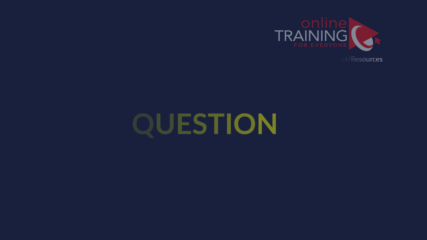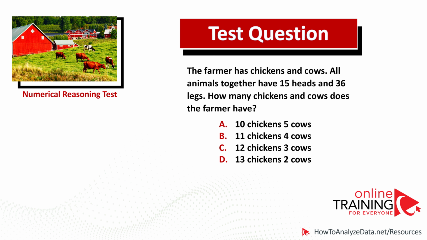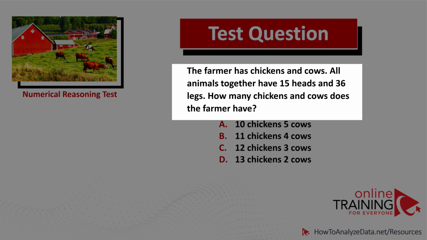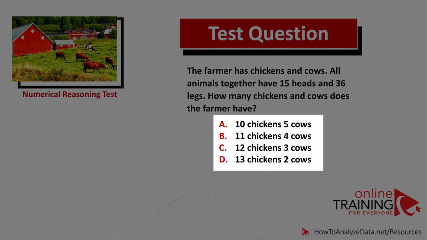Let's look at the tricky problem, which at first doesn't seem to have an obvious solution, but can be solved once you know how to approach it. The farmer has chickens and cows. All animals together have 15 heads and 36 legs. How many chickens and cows does the farmer have? And you have 4 different choices.